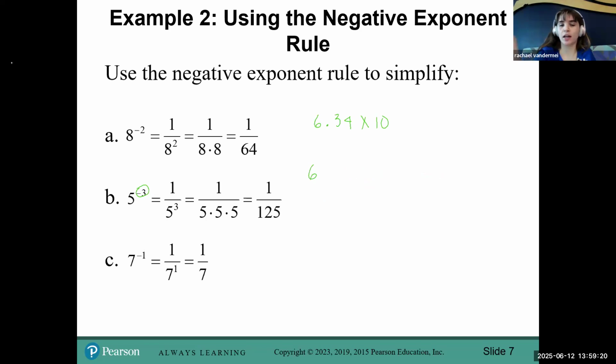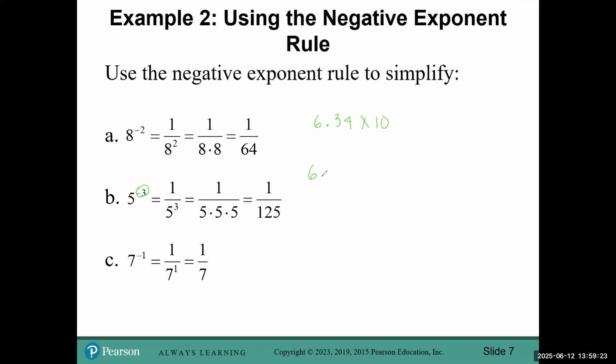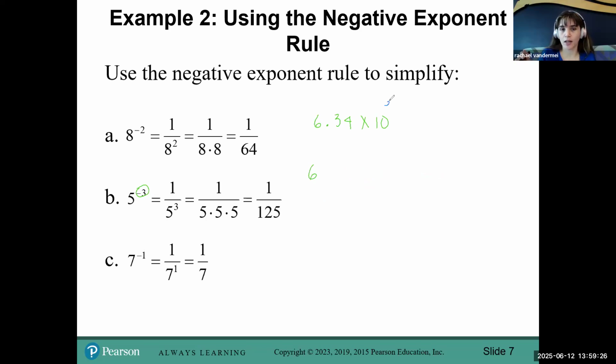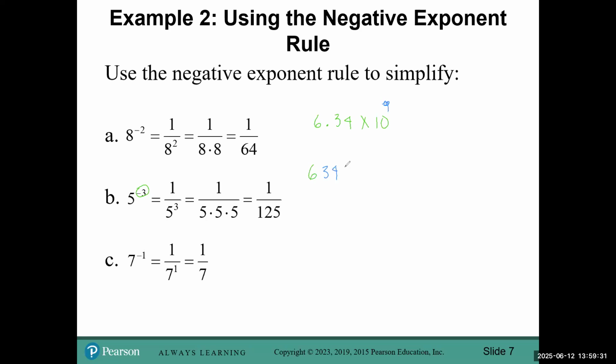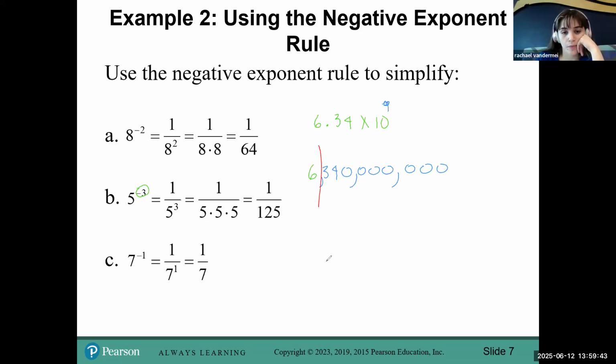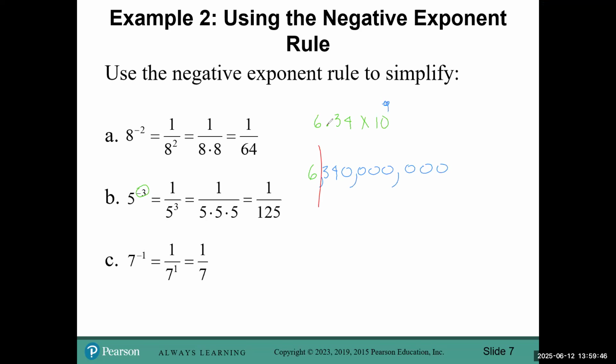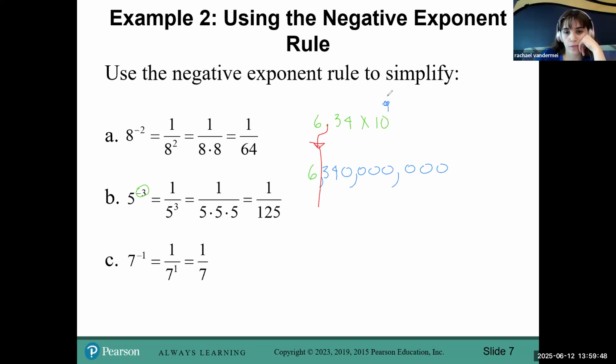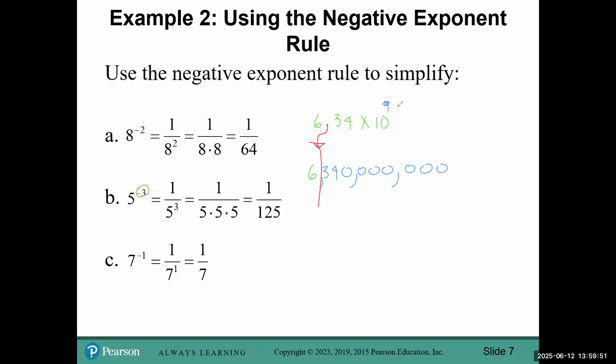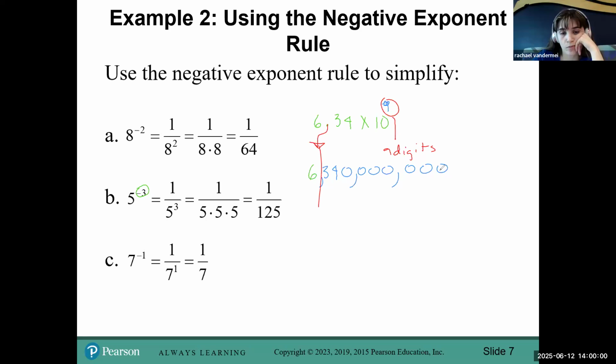Because I did an extra zero, but I don't like the way my thought process is. When I do it, I always get that extra zero. So think about where the decimal point was, it was right here. So the number of digits that I should have is whatever this number is. So that means I should have 9 digits over here.